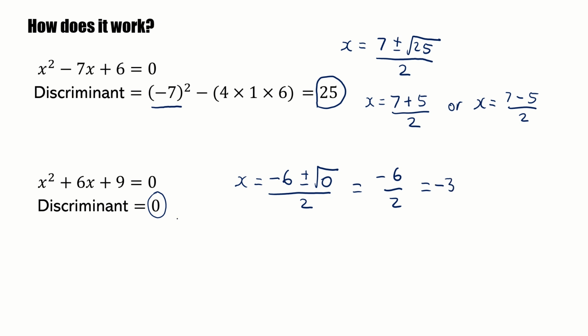So therefore, if your discriminant is equal to 0, you know you're only going to have one distinct real root just because of the structure of how the discriminant affects the quadratic formula.